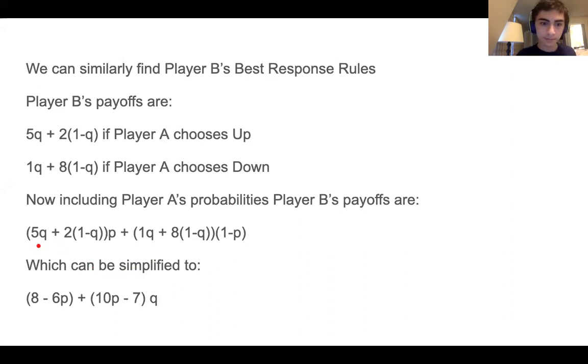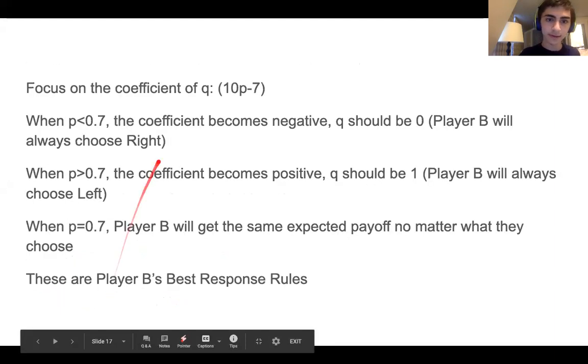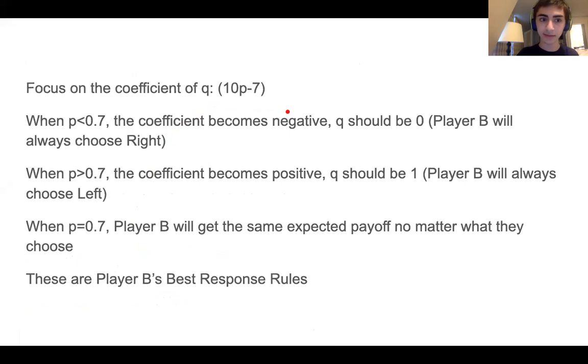So again, we have this equation, and then we simplify that to 8 minus 6P plus (10P minus 7) times Q. So again, notice how Q only has bearing over one place when P is in 2 locations. So we focus on the coefficient of Q, which is 10P minus 7.